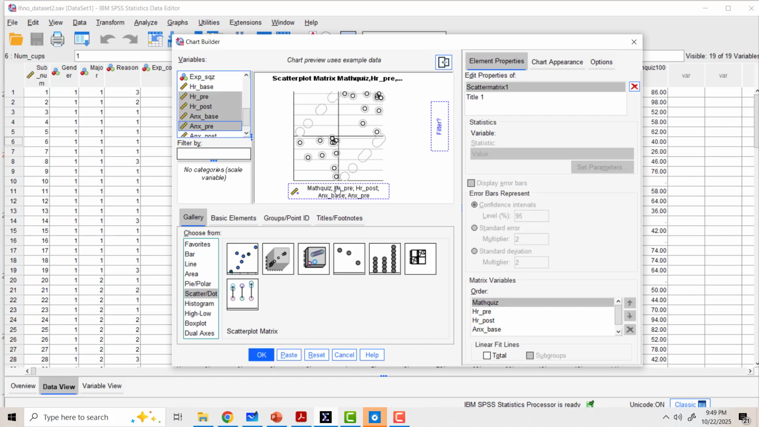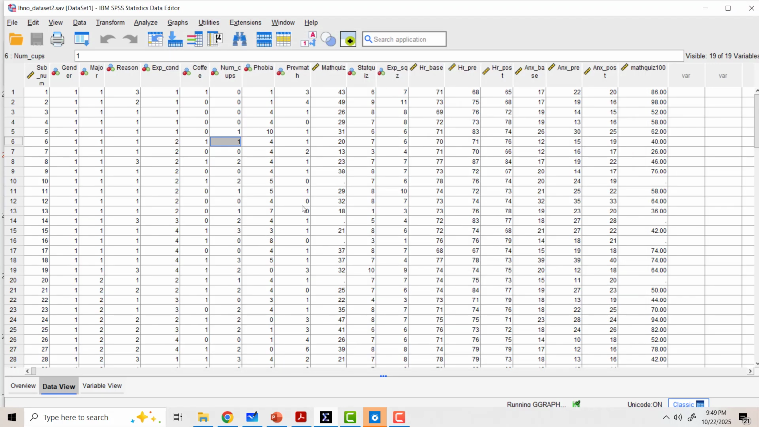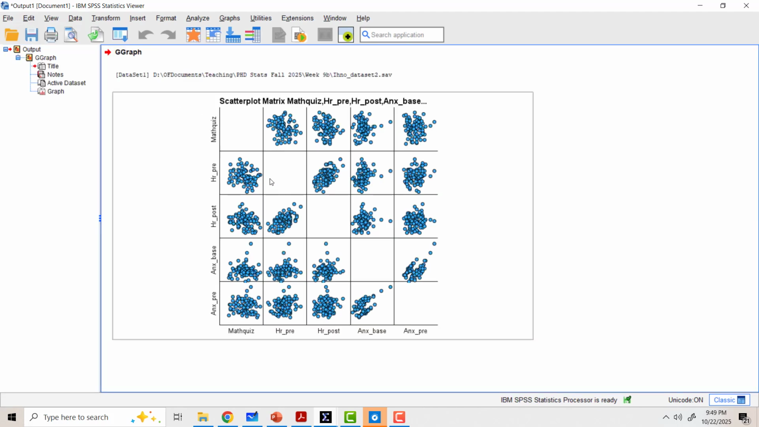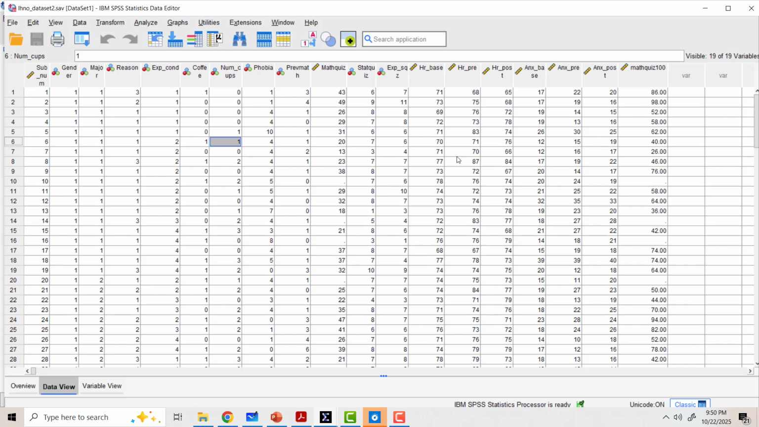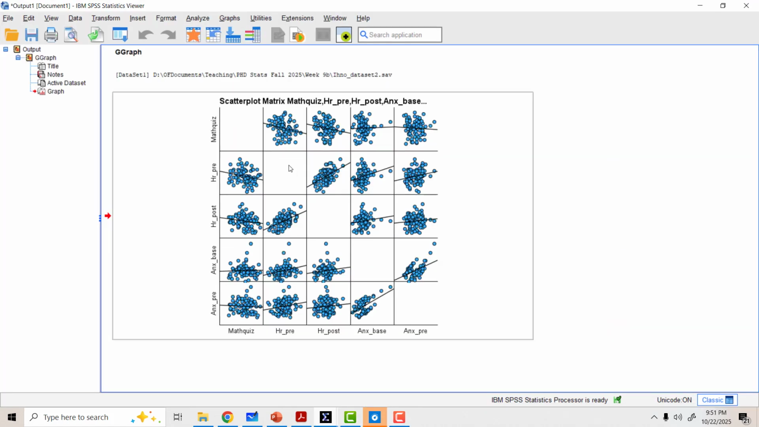Okay, let's try that again. For some reason it wasn't working. I think you have to make sure you hit it at the left. Click OK. Now double click on it, and we've got the option to add trend lines. So we're going to add a fit line, and it should do a fit line for each of the individual regressions. Now close it. So we have to go back to the output, and there we go.